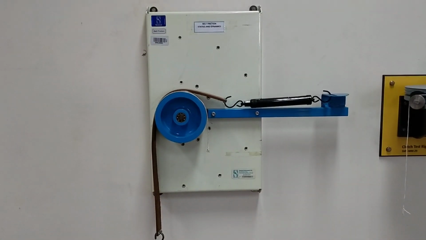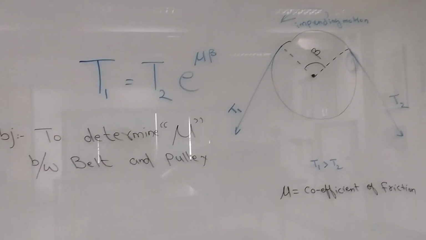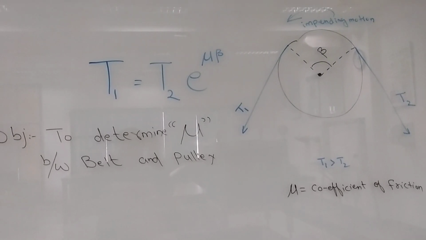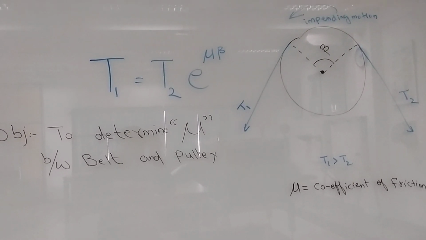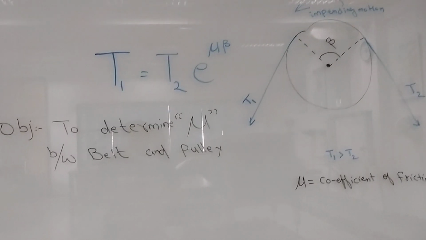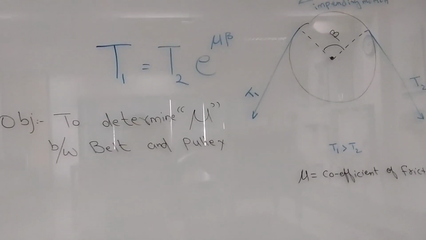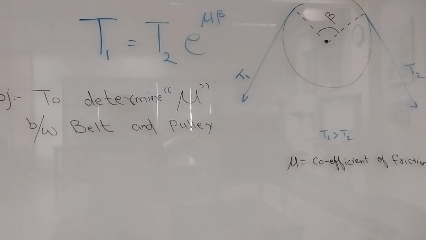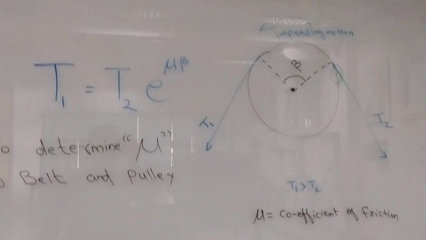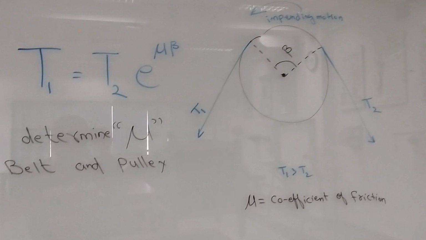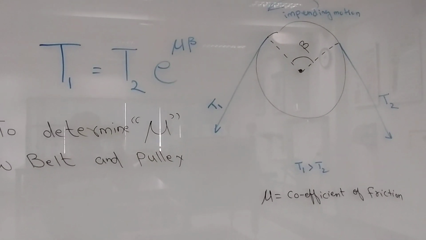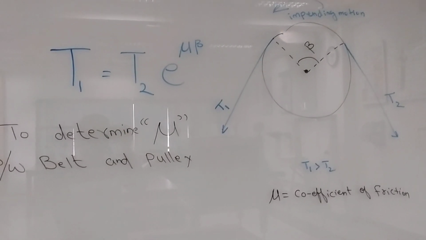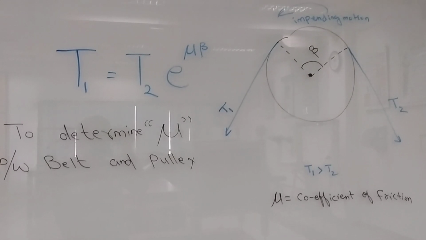So looking at the formula, as you can see in this diagram, the right side is T1, that's the higher tension. T1 is pulling the belt to the left side, and T2 is the resisting one. So the impending motion between the belt and the pulley would be towards left.